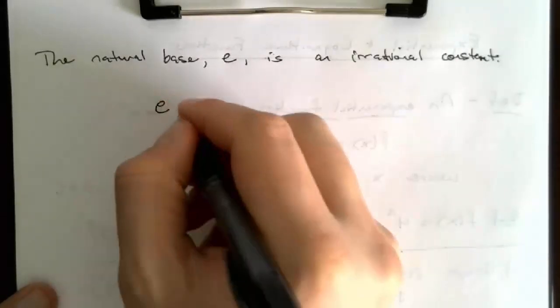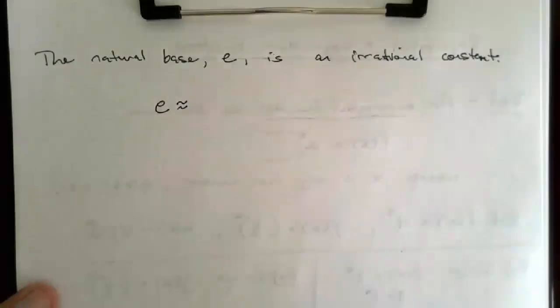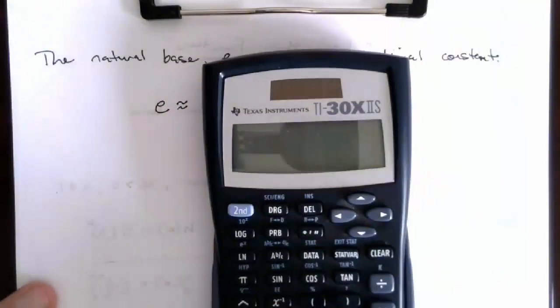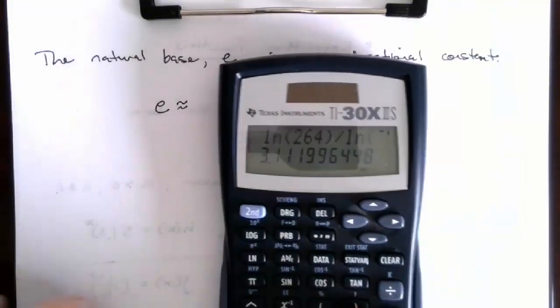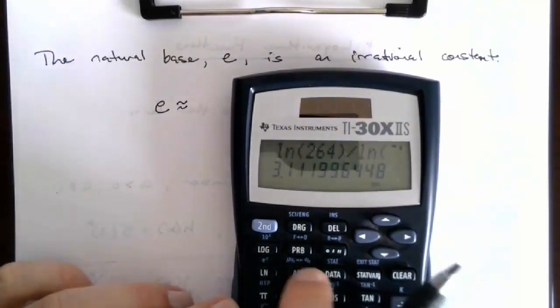When I say it's an irrational constant, think about it like pi. It's going to be a number that has a decimal that goes on forever without a pattern. For us, if you want to approximate what e is, your calculator can do that for you. But we're going to use e typically.